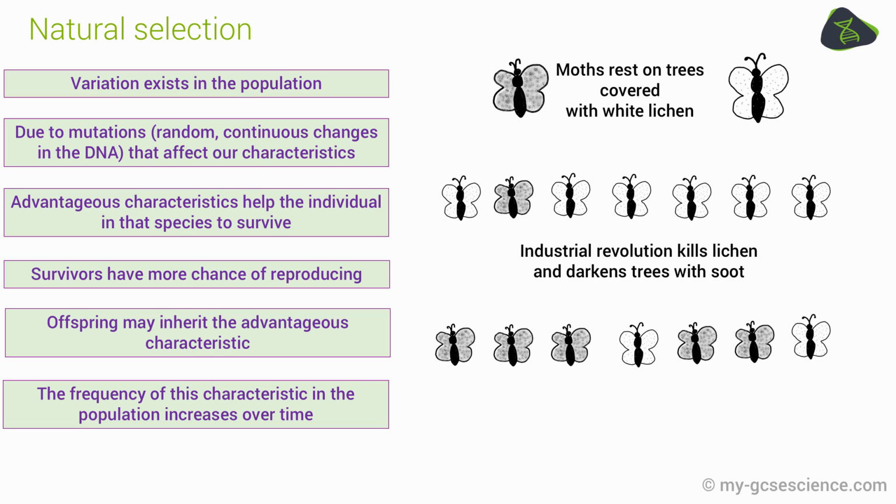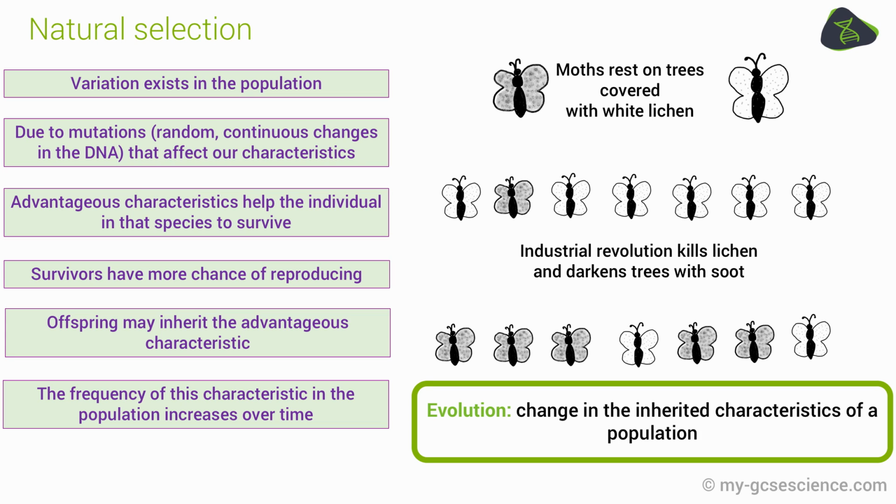driving forward one particular advantageous characteristic, it will eventually lead to the evolution of that species, whereby the characteristics that get inherited into the next generation of that population will change over time. If it wasn't for the Industrial Revolution, the melanic version of the peppered moth would have been wiped out, and the peppered moth would have evolved to just be the paler version. However, nature hasn't selected that outcome.